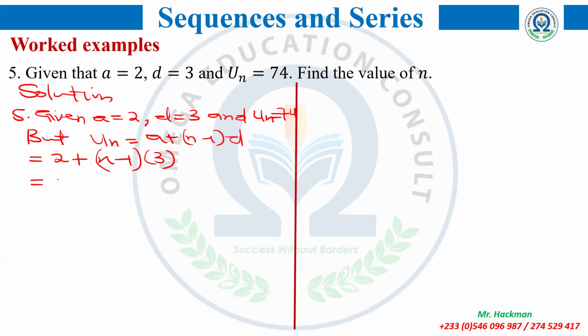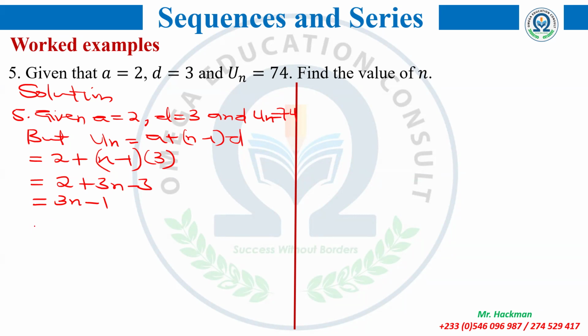Then U subscript n again. You don't repeat it, you simply continue. Okay, 2 plus 3n minus 3, then equals to negative 1 plus 3n. You have to write the positive first. Say 3n minus 1. That's why I said negative 1 plus 3n, which is 3n minus 1. Okay, all right. So let's go.